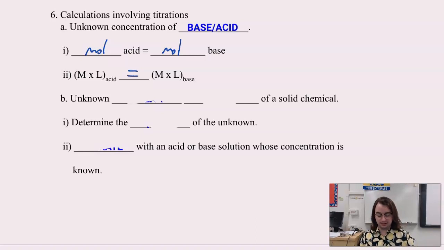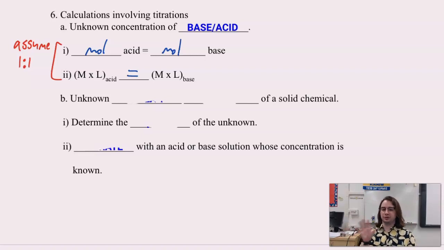Please keep in mind, though, that both of these terms assume that we are at a 1-to-1 ratio. By that I mean, let's say, for example, I'm reacting hydrochloric acid with sodium hydroxide. That's a 1-to-1 ratio. But if I have sulfuric acid reacting with sodium hydroxide, that is no longer a 1-to-1 ratio. But these assume that I'm talking about a 1-to-1 ratio.